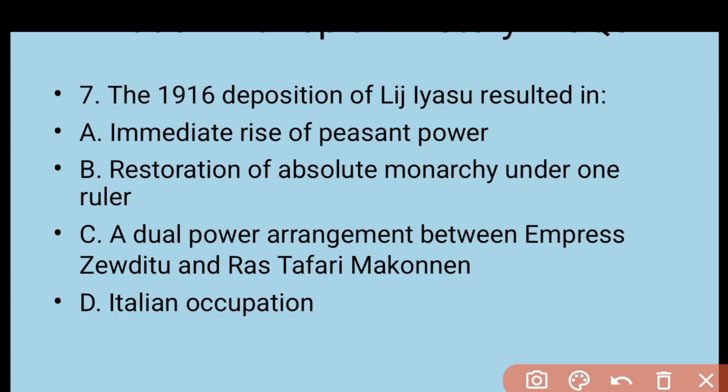Number 7. The 1916 deposition of Lij Iyasu resulted in A. Immediate rise of peasant power, B. Restoration of absolute monarchy under one ruler, C. A dual power arrangement between Empress Zewditu and Ras Tafari Makonnen, D. Italian occupation. The correct answer is C. This led to a dual power arrangement between Empress Zewditu and Ras Tafari.